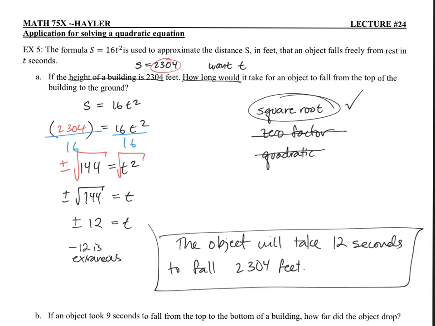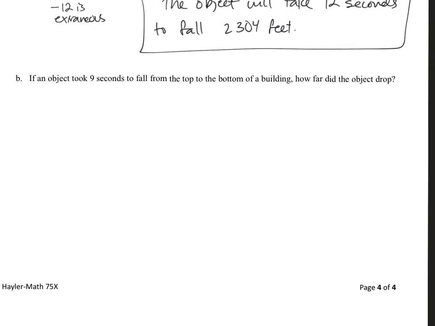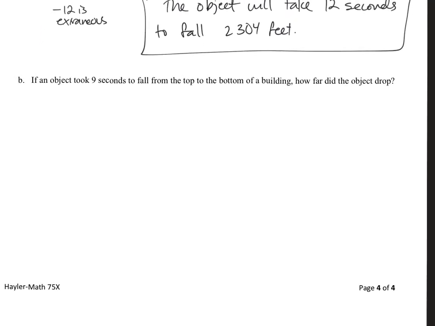All right, let's move on to the next problem. If an object took 9 seconds to fall from the top to the bottom of a building, how far did the object drop? This time, we're told the amount of time, t is 9, and we're asked to find how far it fell. How far it fell would have to be the height of the building, because it's from the top of the building. So that would be s. We're trying to find s.